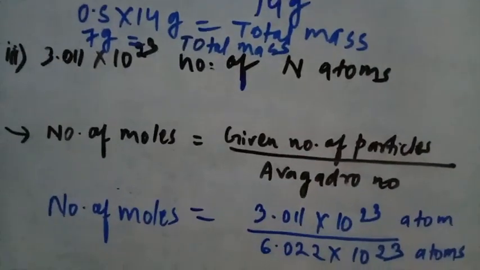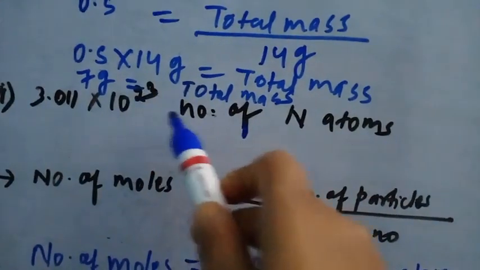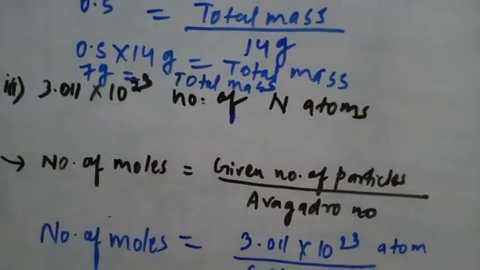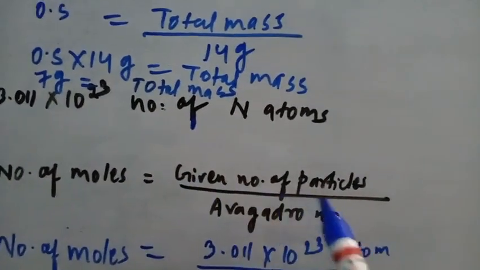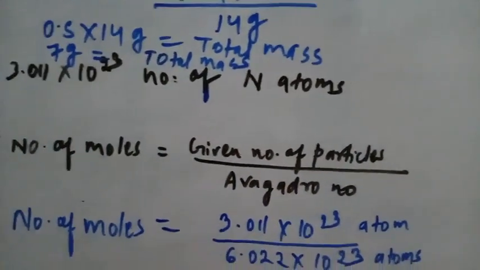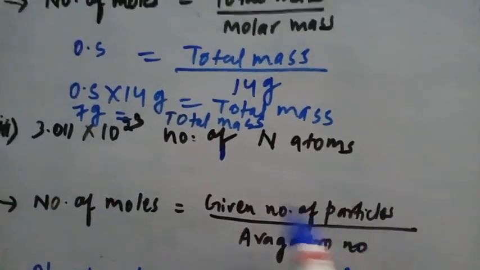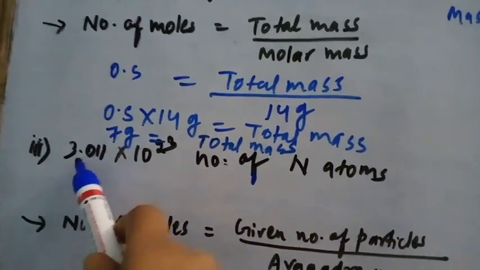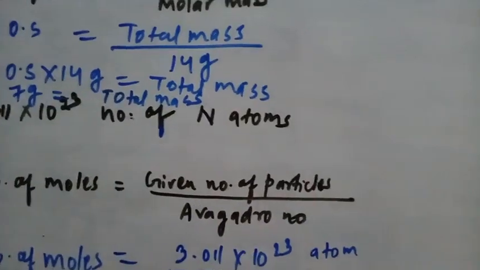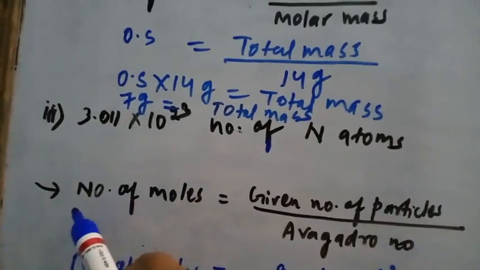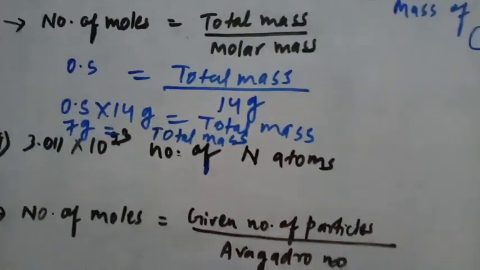Now the third question is to calculate the mass of 3.011 into 10 to the power 23 nitrogen atoms. So for that we will use the formula number of moles is equal to given number of particles divided by Avogadro number. So from this we will get, you know, given number of particles is given here, 3.011 into 10 to the power 23 nitrogen atoms, and the Avogadro number value we know. So from this equation we will get the number of moles, and from the number of moles we will calculate the mass.